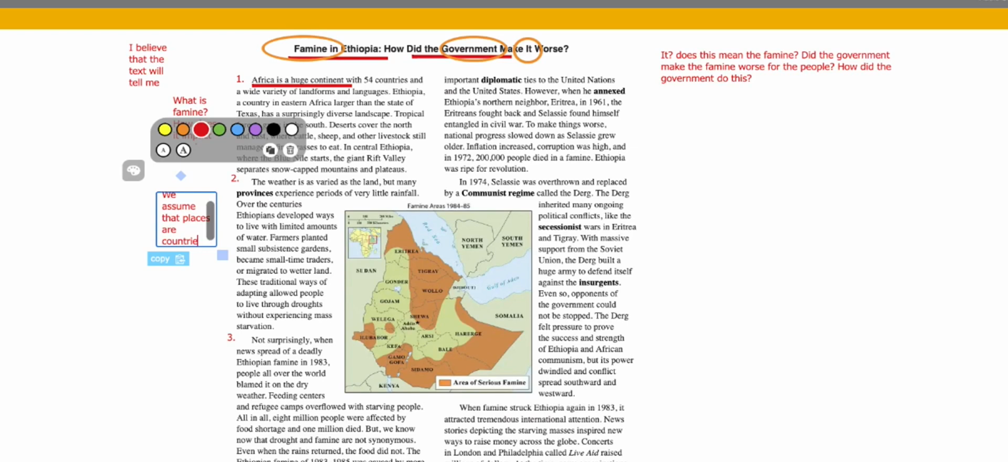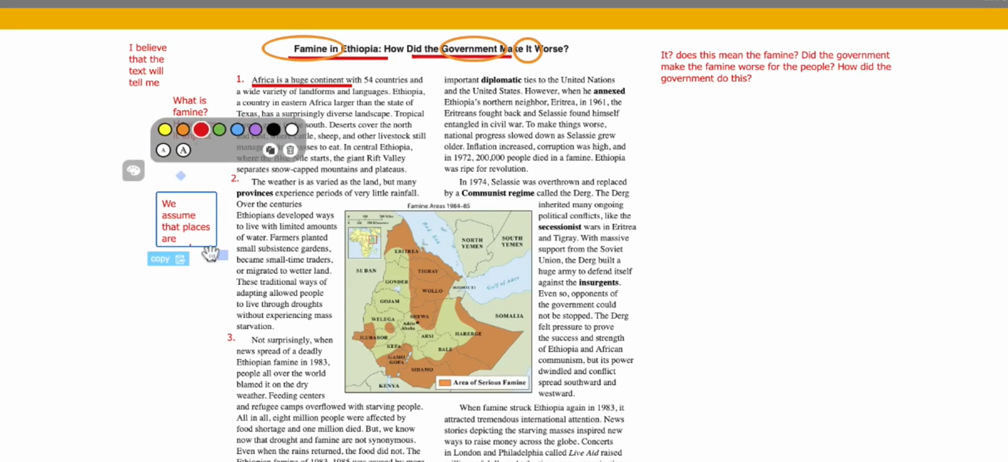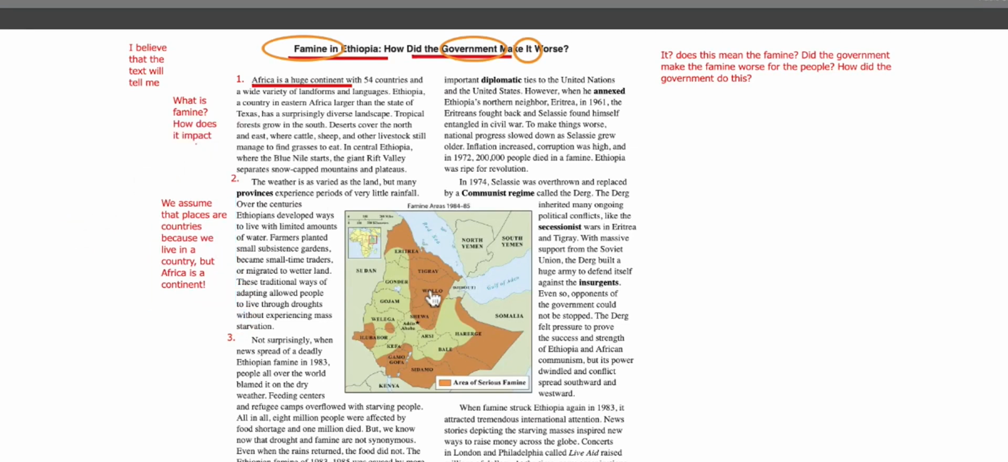We assume that places are countries because we live in a country. Africa is a continent. Hmm. For what I know, continents are large land masses, and countries are smaller. That's important to keep in mind.